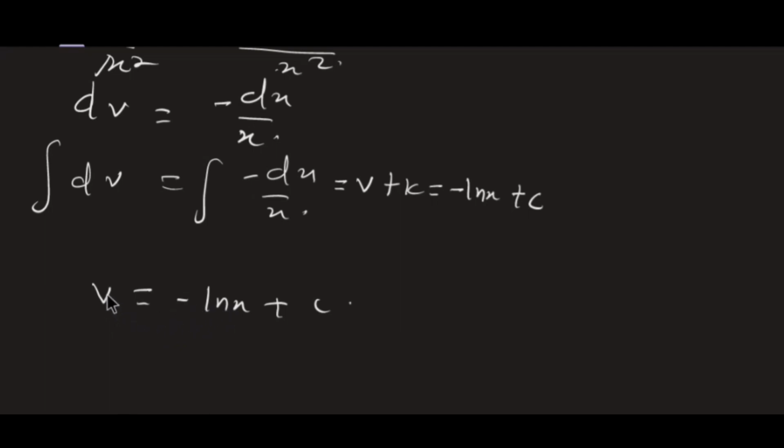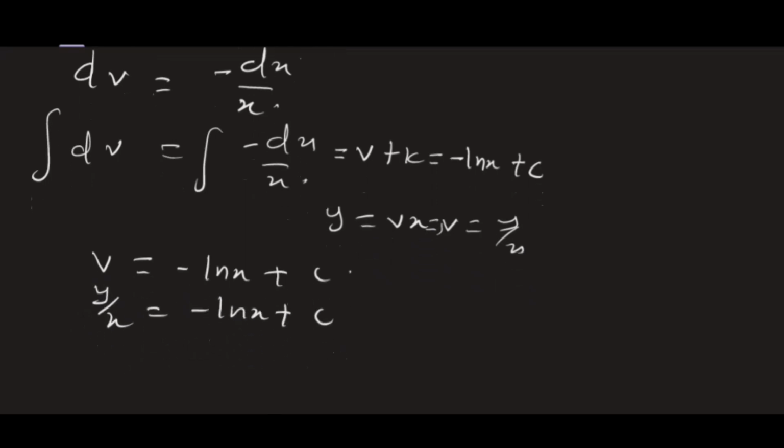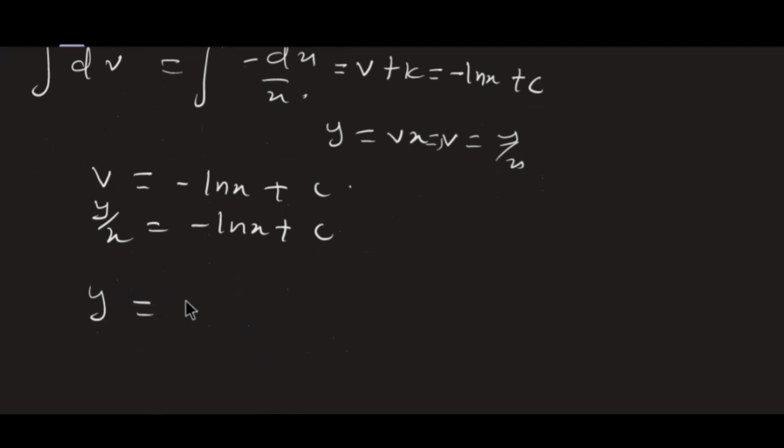You know that our v here, we got that from y. We made the substitution y equals vx. So once you have this v, you can easily make the subject so that we get v is equal to y over x from this side. So this becomes y over x is equal to negative ln x plus c. So my y is simply equal to negative x ln x plus cx. And that is the solution for our homogeneous differential equation.